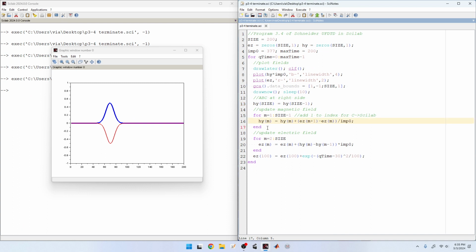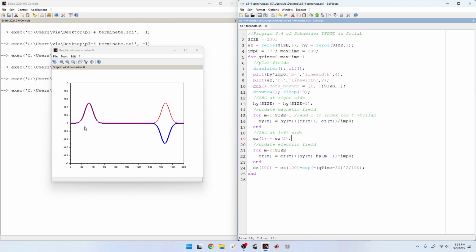Well, let's do this at the left side. So ABC at left side, and our idea there was to set EZ1 equals EZ2. All right, just propagate the second spatial sample over to the left. And now if that works, this should just propagate through, and there we go. So we generated these fields, and they just went off to the left and right, as if they were going off to infinity, or being perfectly absorbed. So those are very simple absorbing boundary conditions.